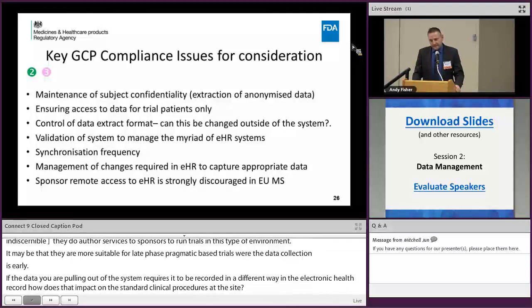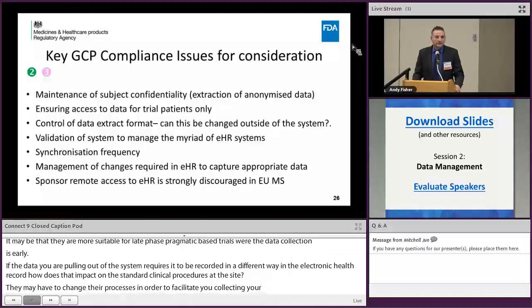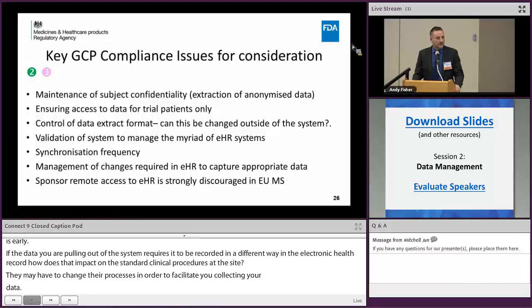And lastly, in Europe we've discussed this, and we see that it's unacceptable for the sponsor to be able to browse the electronic health records of patients at sites remotely, because we don't know who's doing that at the sponsor site.